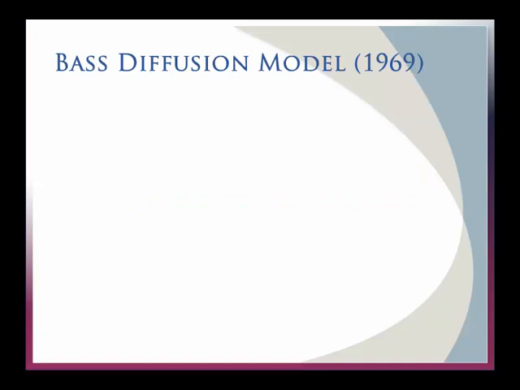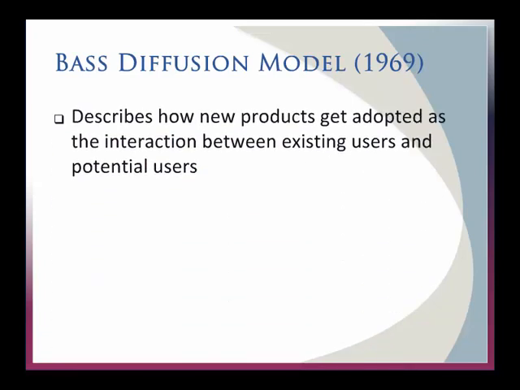The Bass diffusion model, developed in 1969, describes how new products get adopted as the interaction between existing users and potential users. Now, this is important because we don't live in a vacuum. We are influenced through the media, through advertising, through our friends. This is how we find out what good products are and what we ought to use.